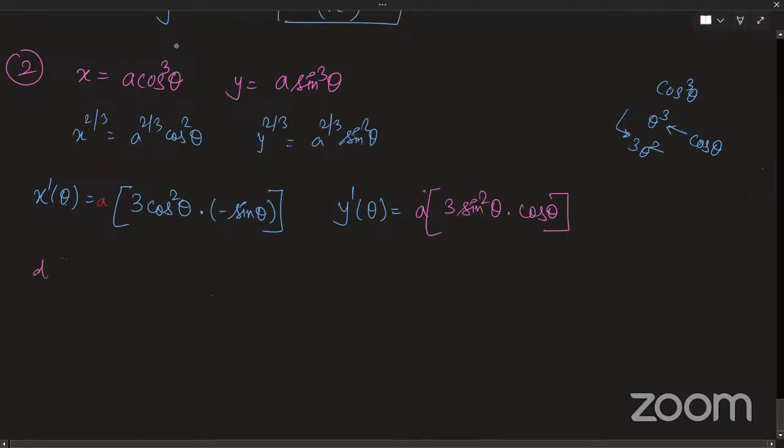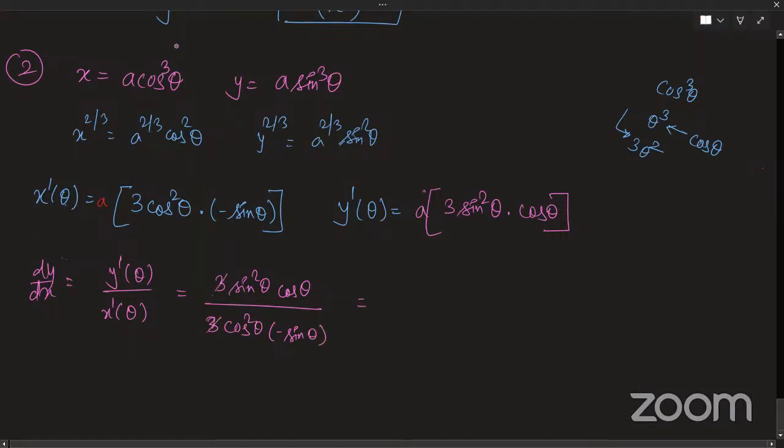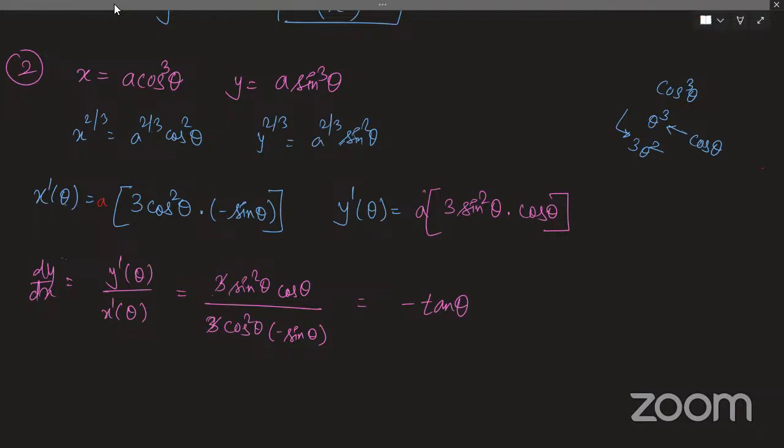So since I was calculating the value of dy by dx, it will be equal to y dash theta divided by x dash theta, right? We have just proved it. So I'll just divide these two things. My a and a will get cancelled. And the remaining term I'll get as 3 sine square theta into cos theta divided by 3 cos square theta into minus of sine theta. So again, 3 will get cancelled. I'll get my final term as minus of tan theta. Do you agree? Minus of tan theta. Right? So I'll get my value of minus of tan theta.